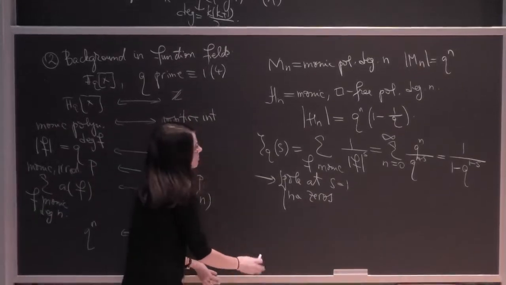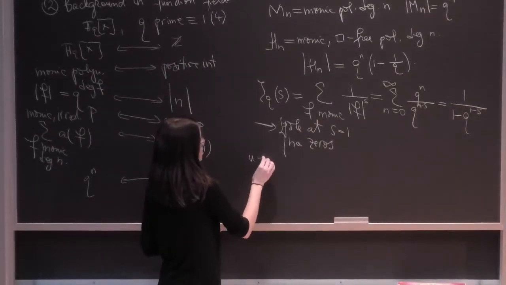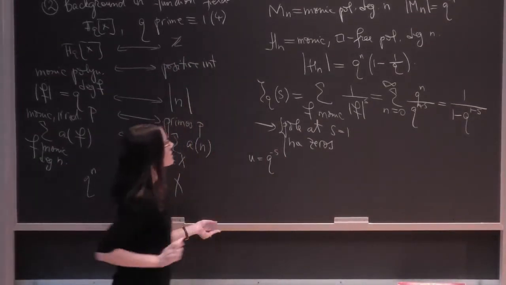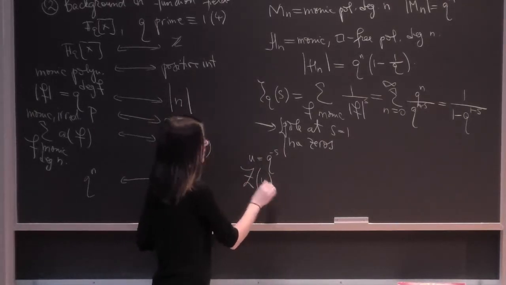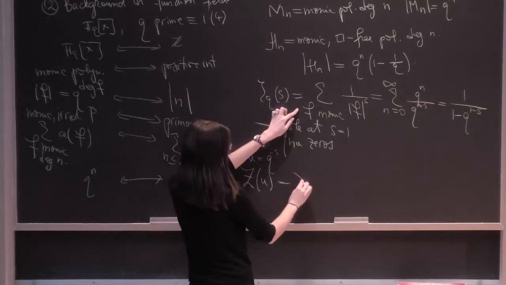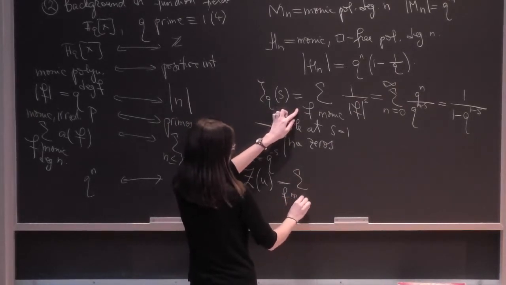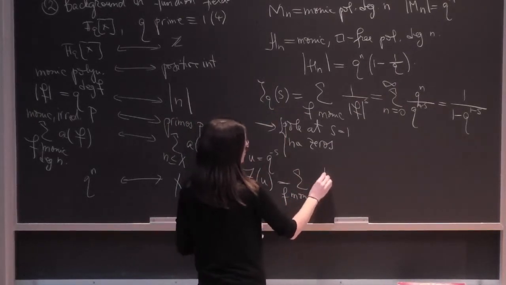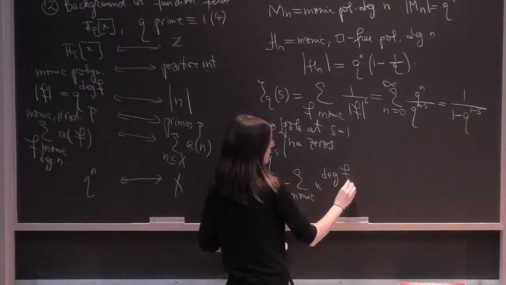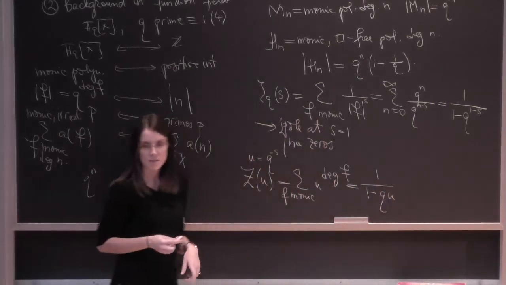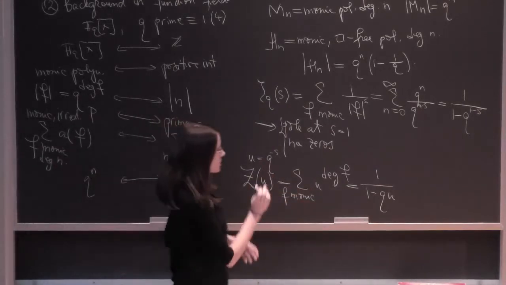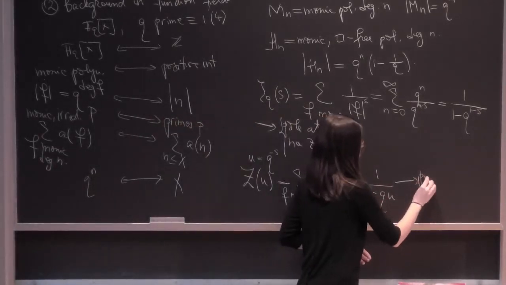In general, I will work with the variable u, which is q^(-s). This is more convenient for the function field setting. So now the zeta function will become a sum over monic polynomials of u to the degree of the polynomial. And this will just be 1 over 1 minus qu. So I have a pole at 1 over q and, of course, no zeros.